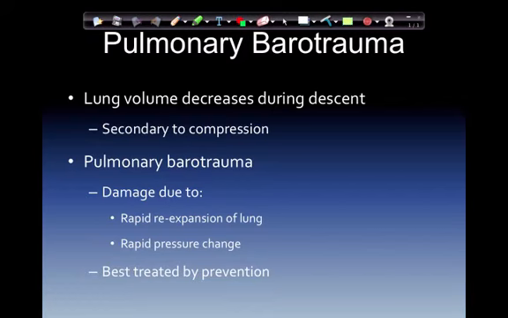Pulmonary barotrauma. Lung volume decreases during descent, so as you go down, pressure increases and the lungs that were once this big now are this big, secondary to compression. The pulmonary barotrauma damage is due to rapid expansion of the lungs during ascent. So it goes from this to this too rapidly and causes trauma to the lungs.